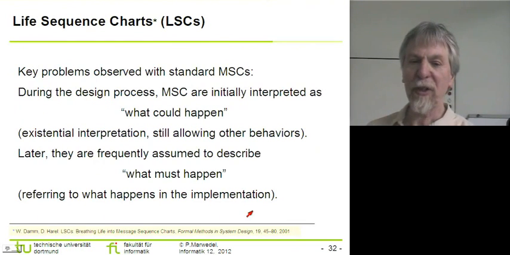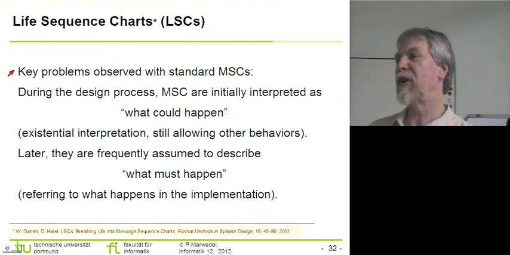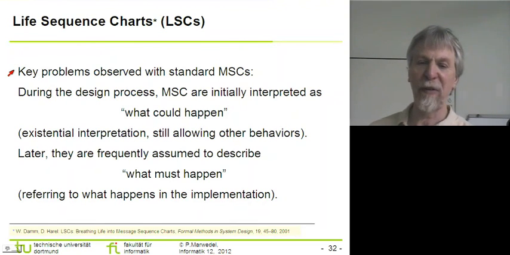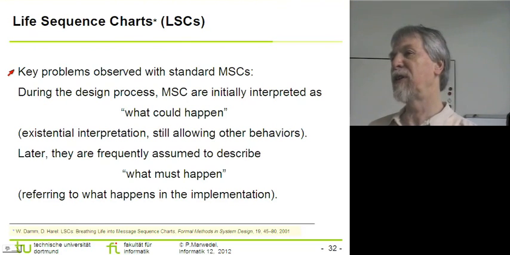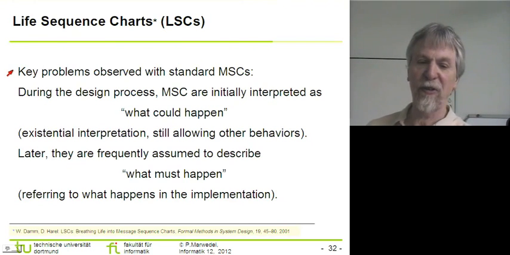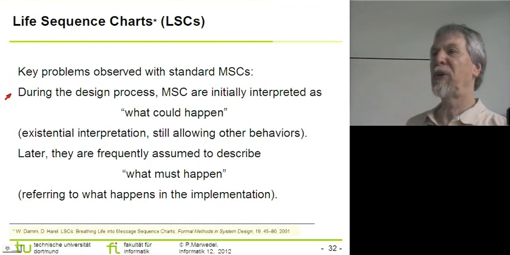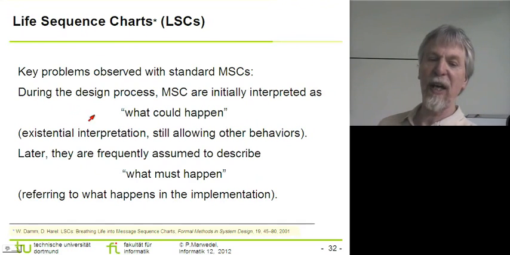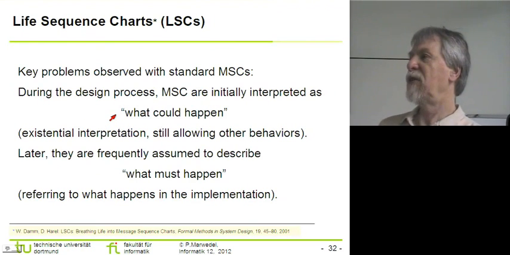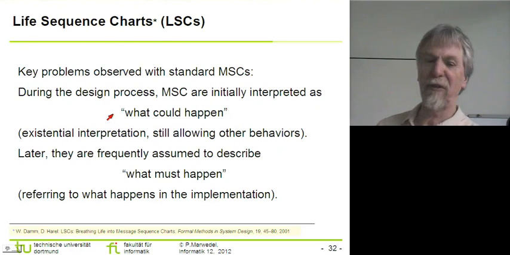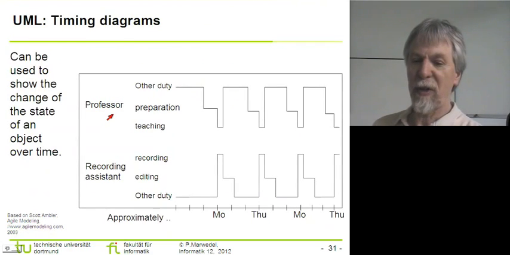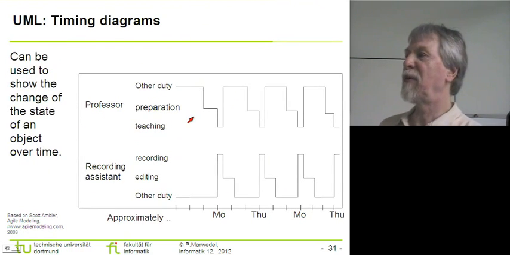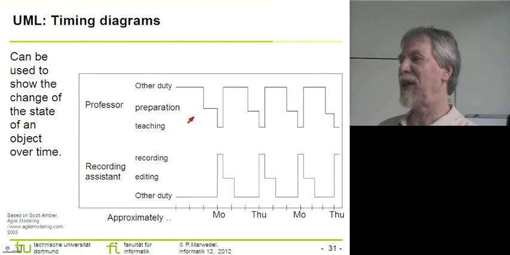So talking about sequence charts, we also have to mention other problems that exist with sequence charts. During very early phases of the use of message sequence charts, we are interpreting these sequence charts frequently as something that could happen. So if you would like to capture a certain situation, we are describing that something could happen. However, in this case, we would like to describe that something actually should happen. This is something that we really expect. Any deviation from this would be a mistake.